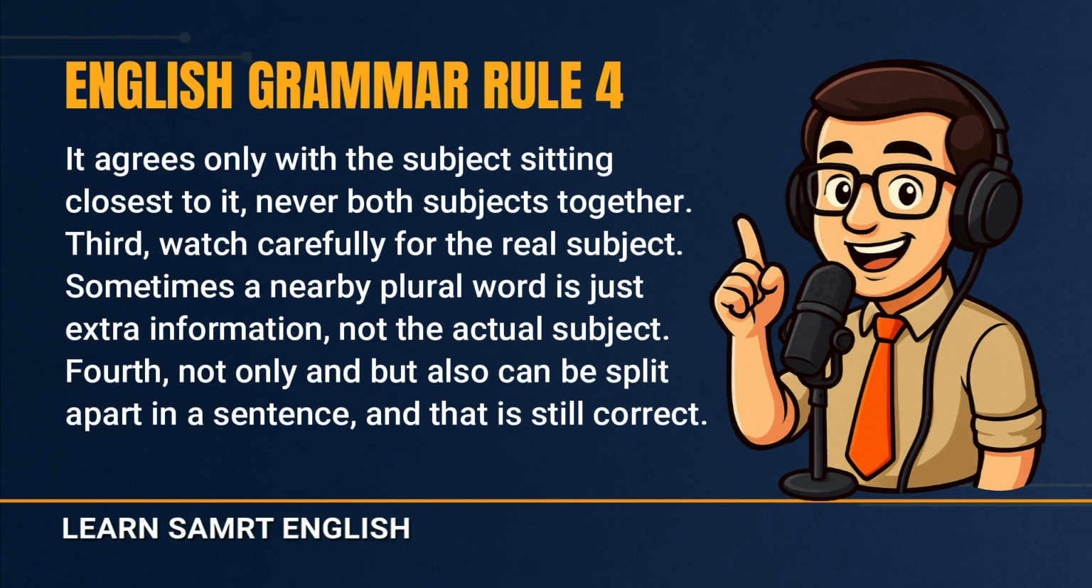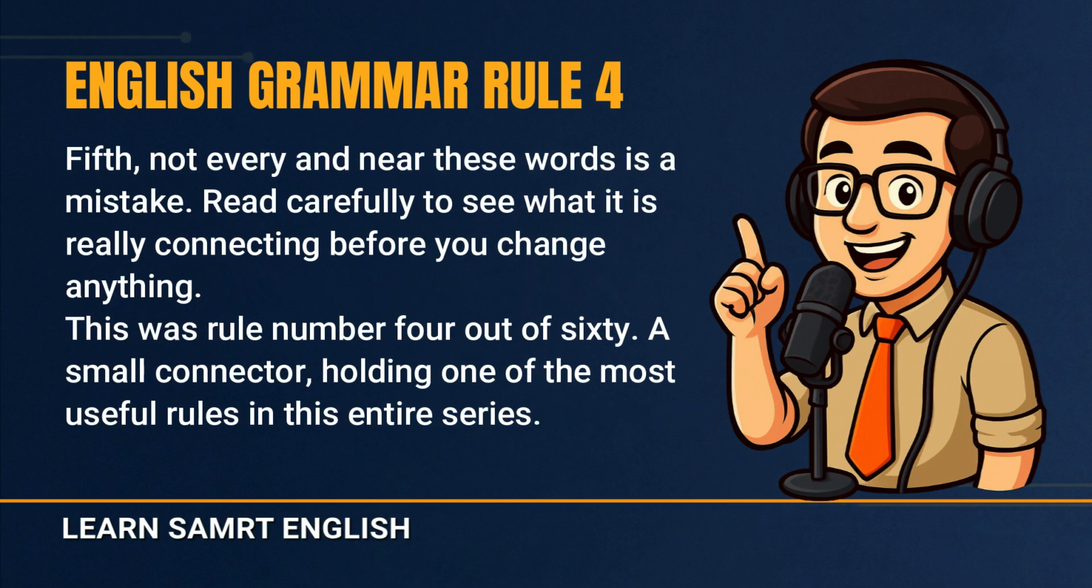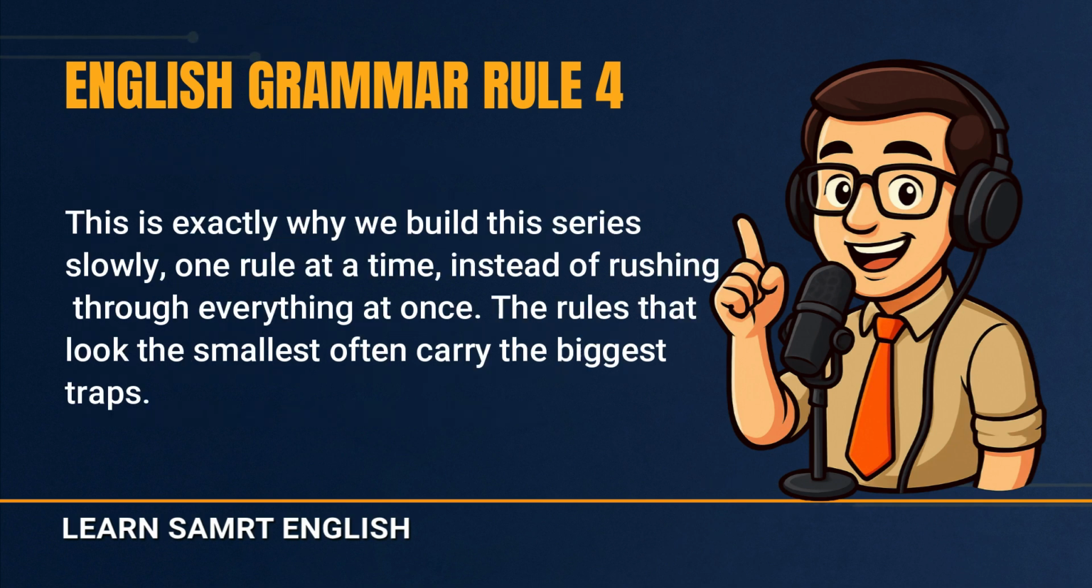Fourth, not only and but also can be split apart in a sentence, and that is still correct. Fifth, not every and near these words is a mistake. Read carefully to see what it is really connecting before you change anything. This was rule number 4 out of 60, a small connector holding one of the most useful rules in this entire series. This is exactly why we build this series slowly, one rule at a time, instead of rushing through everything at once. The rules that look the smallest often carry the biggest traps.